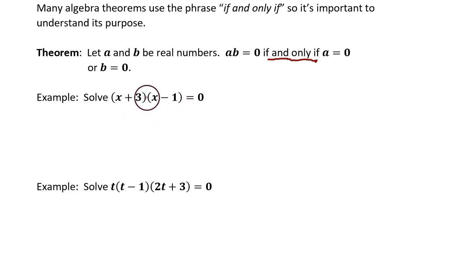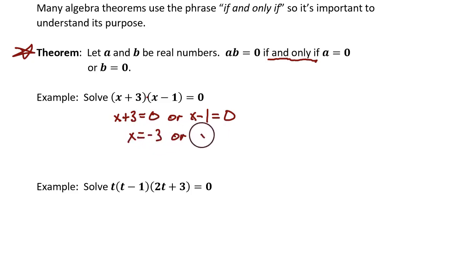x plus 3 times x minus 1 equals 0. We have two numbers multiplied together to equal 0. Therefore, the first number equals 0, or the second number equals 0. I'm applying the theorem that we just discussed. Now we can solve both of these. Subtract 3, and on this one over here, add 1. So there are two possible answers for x. It can be -3 or +1. Substituting either number into the original problem will create the answer 0.